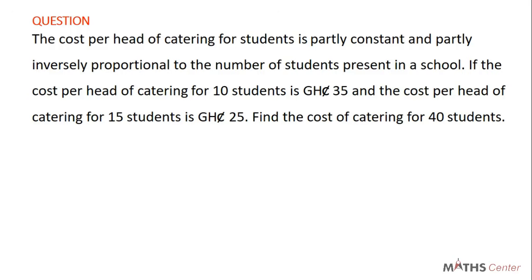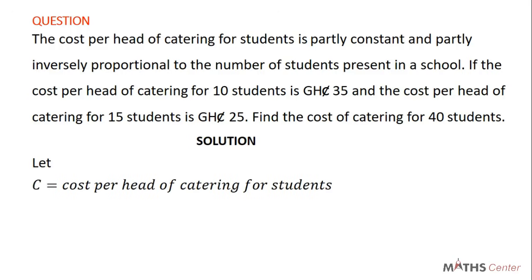To solve this question, we are going to define the variables that we'll be using in the solution. So let C represent the cost per head of catering for students, and N represent the number of students. We are being told in the question that the cost per head of catering for students is partly constant and partly inversely proportional to the number of students in the school. So this is a partial variation, and the first part is a constant. We will let K represent that constant.